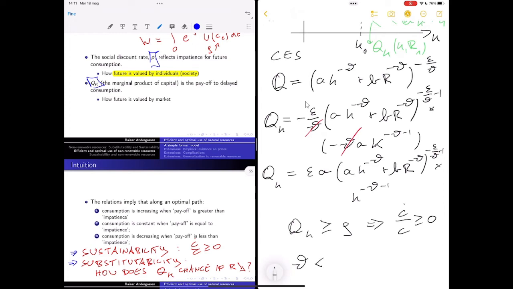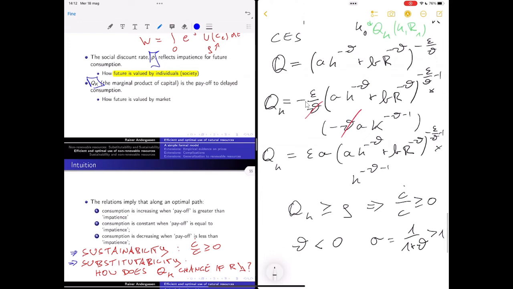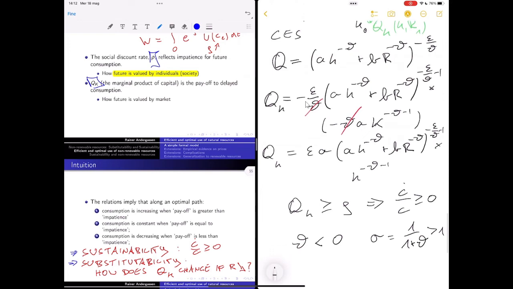Theta is negative. Yes, because in this case, remember, my elasticity of substitution was 1 over 1 plus theta. In this case, the elasticity of substitution is larger than 1, if you remember, the result we have seen. Now here, why is this important?